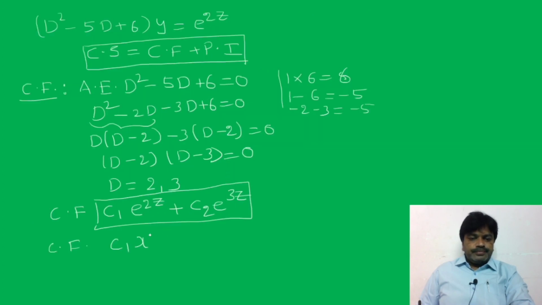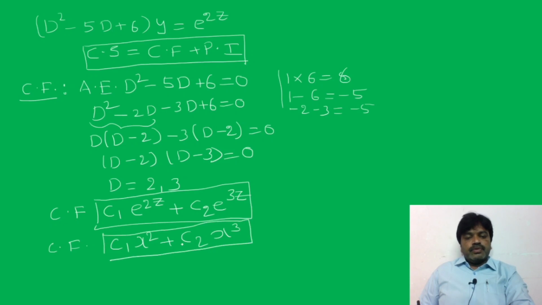e power 2z means x square. Similarly, plus c2 into e power 3z means x cube. e power 3z means x cube. This is our final complementary function. Now, friends, let us see the particular integral.